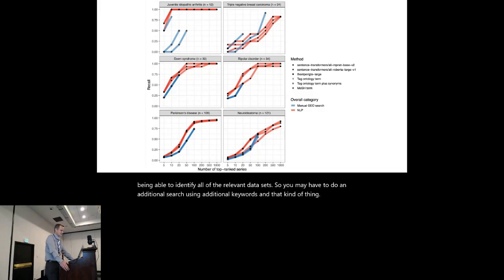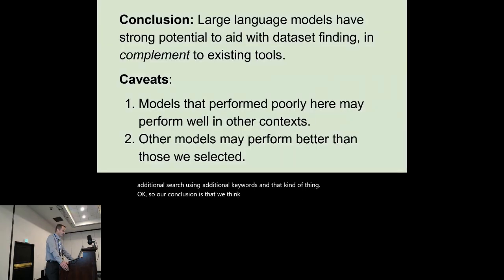Okay, so our conclusion is that large language models do have strong potential to aid with data set finding, and they can be used in complement to existing tools, first using existing tools to find some relevant data sets and using those as a reference for finding more. One thing we also found was that the top ranked data sets for both of these methods often did not overlap very much, suggesting that we can find more if we combine both of them.